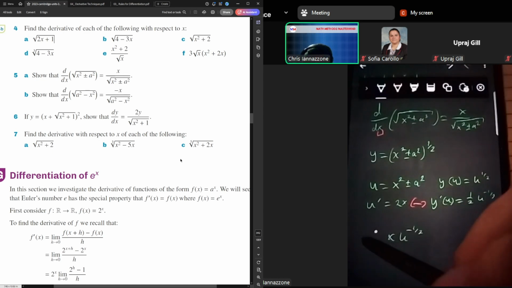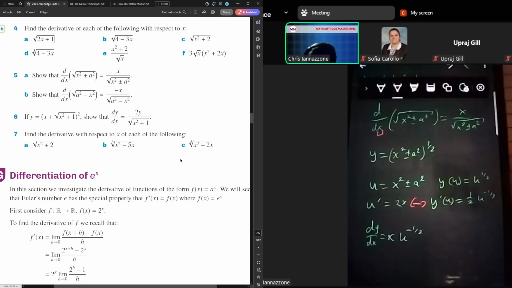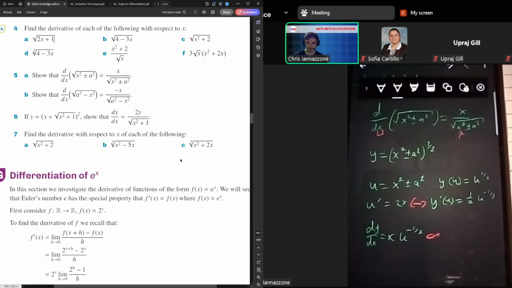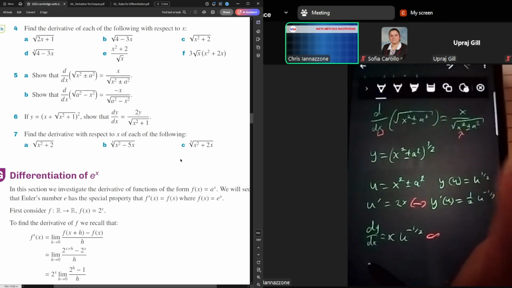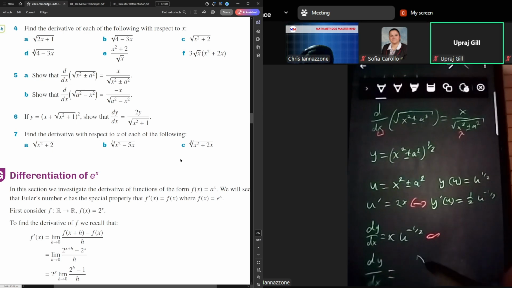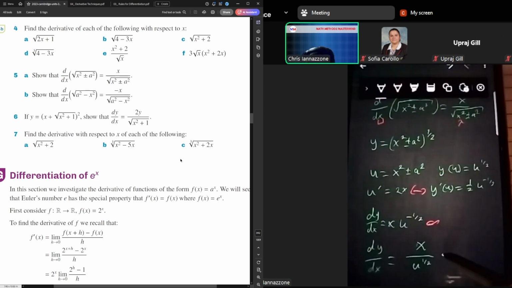Now, this is what we have currently for our dy on dx. How do we make this look like that? We convert to positive indices by bringing the u term down, also reverting back to its original form. Correct, yeah. So step 1 is positive index. Going to have u to the power of a half now. That is also the same as the square root of u. We knew that from before.